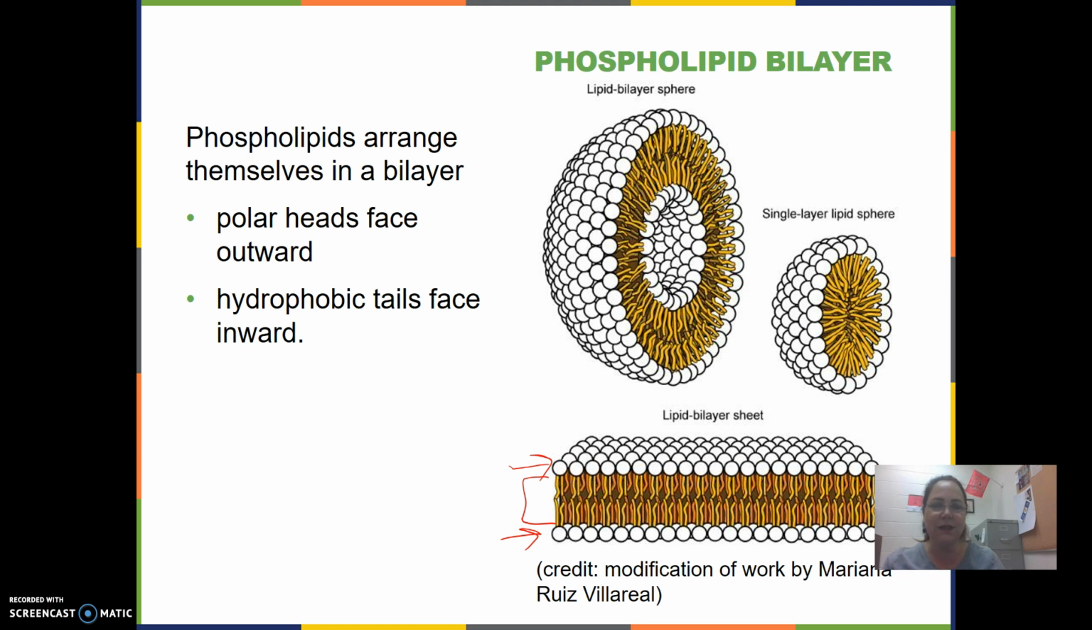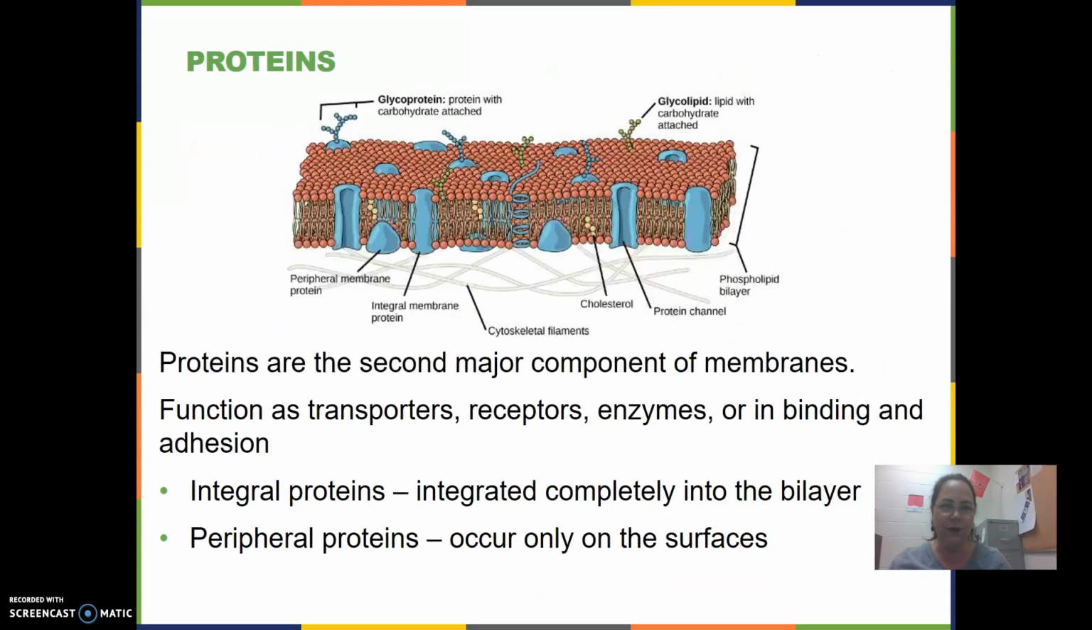These illustrations show you what would happen if you just took a large sample of phospholipids and placed them into, say, a beaker of water. They would naturally orient themselves this way. The hydrophobic tails would turn inward and face each other, and the heads would face outward, and they would naturally form a lipid bilayer sphere like this. So this is just something that happens whenever phospholipids are present in water.